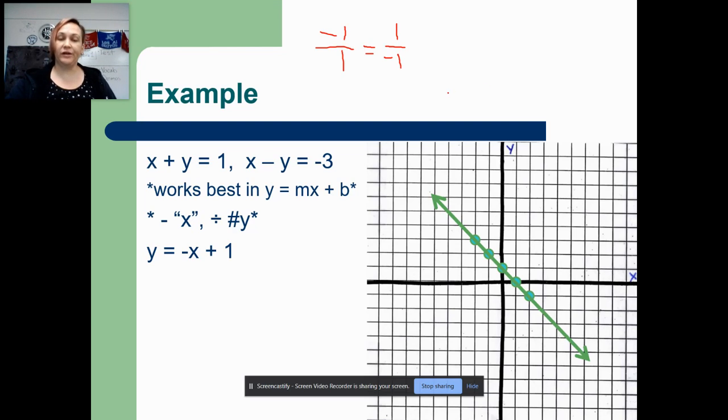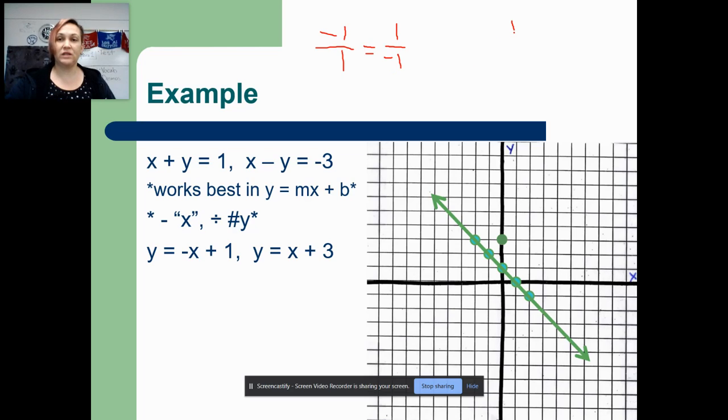To change my other equation into slope-intercept form, I subtracted my x, and then I divided everything by the negative sign in front of the y. And so my new equation is y equals x plus 3. For this equation, I'm going to start at the positive 3 on the y-axis.